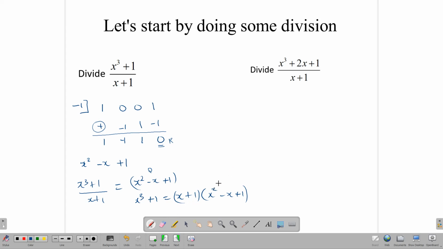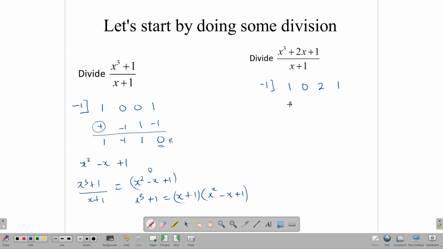Now let's look at the other one here. We're dividing x cubed plus 2x plus 1, and we're dividing again by x plus 1. Let me just push this a little higher. So again, we're going to use synthetic division since we have an x plus 1 here. So let's set up our x plus 1. We're going to divide by that. So we have the cube, the square term is missing. So we have put in a 0 for that. And then we have 2, and then we have 1.